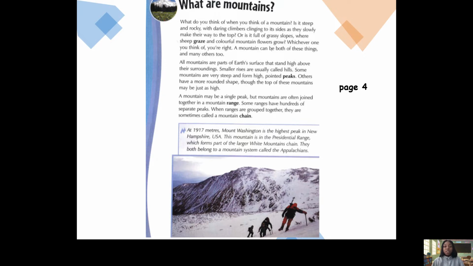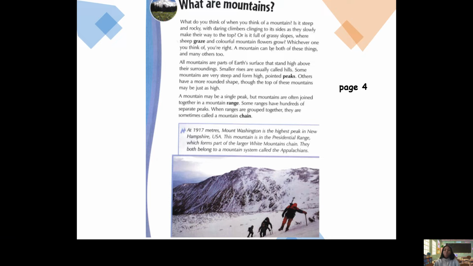We're going to read the next section together, so I want you to join in with me for this next paragraph. All mountains are parts of the Earth's surface that stand high above their surroundings. Smaller rises are usually called hills. Some mountains are very steep and form high pointed peaks, one of our words, which is the top of a mountain. Others have a more rounded shape, though the top of these mountains may be just as high.